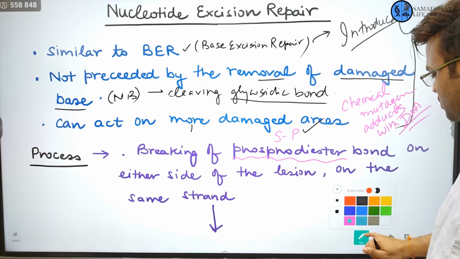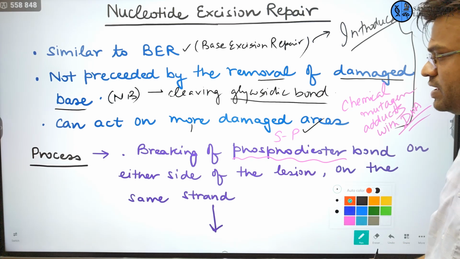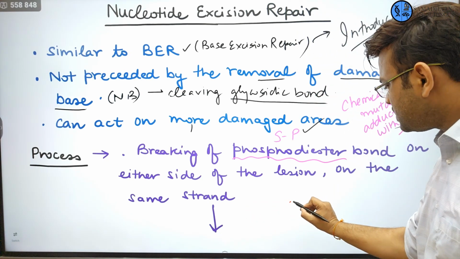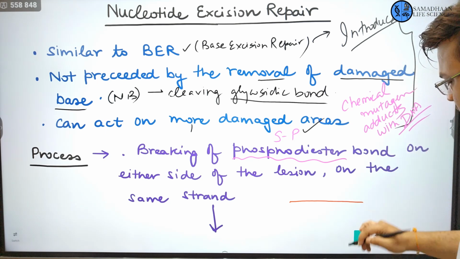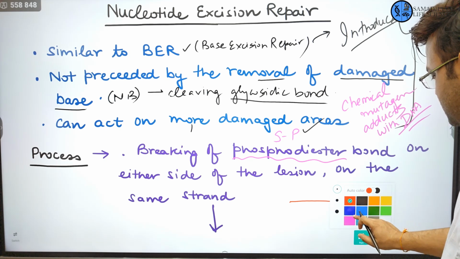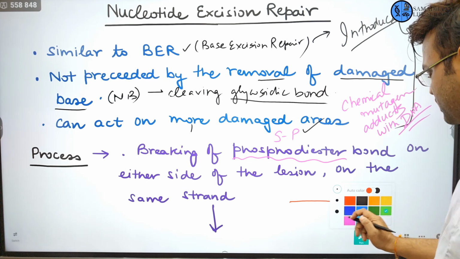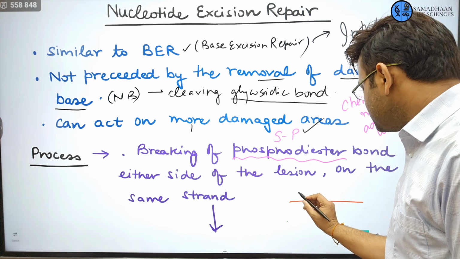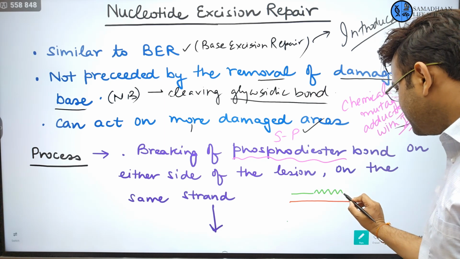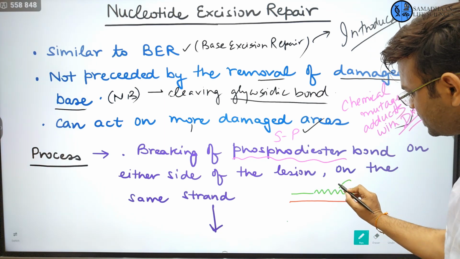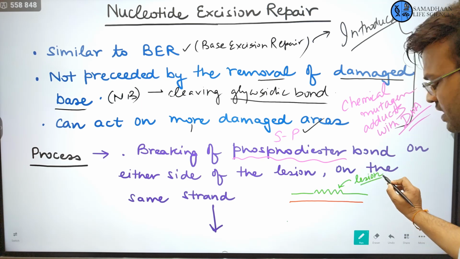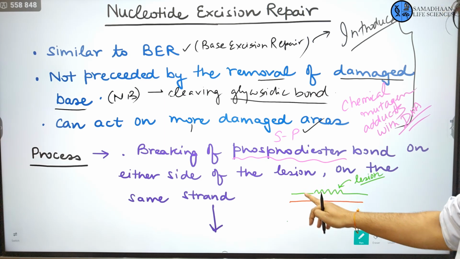Now let me draw it in order to make you understand. Suppose this is the correct strand. Let me draw the faulty strand over here. So this is the faulty strand, and this is the problematic area. Let us say this is the lesion that we are talking about. The lesion is the problematic area.